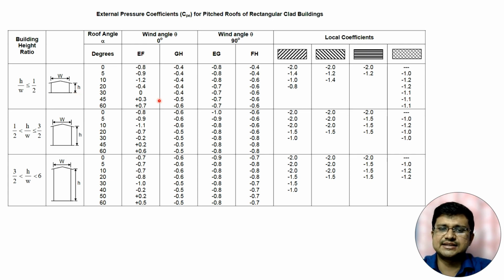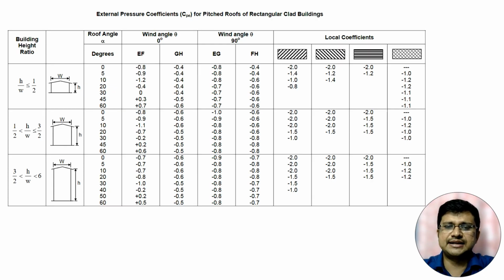Now for calculating the external pressure coefficient, two parameters are required. One is the building height ratio and another is the roof angle. Roof angle is alpha and building height ratio is H by W ratio. So length is not important here, for different conditions. So we do not have to consider the length when we are considering the external pressure coefficient. Now for different cases, we have to calculate the external pressure coefficient for different phases of the pitched roof.